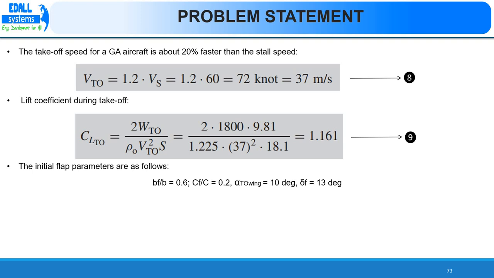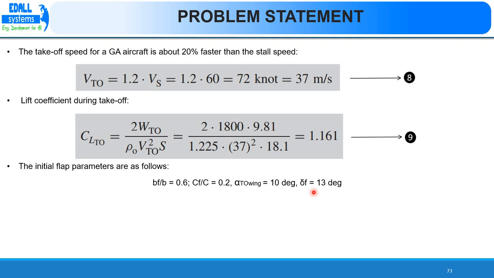Initial flap parameters are selected as follows. The flap chord is selected as 20% of the wing chord, that is CF by C equals 0.2. Here CF is flap chord and C is wing chord. Flap span is selected as 60% of wing span, that is BF by B equals 0.6. BF is flap span and B is wingspan. The flap deflection, that is delta F, is set to be 13 degree.